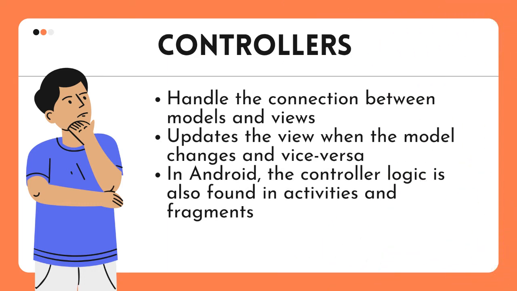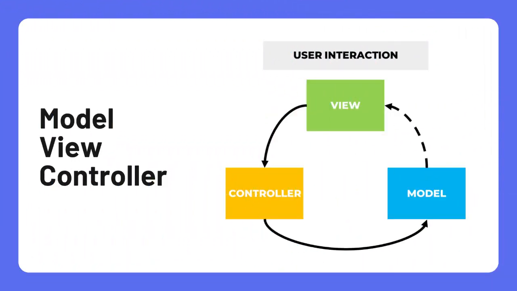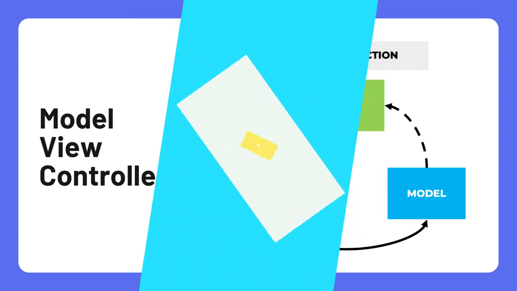What is controller? Controllers handle the connection between models and views. The controller updates the view when the model changes and also updates the model when something happens in the view. In Android, the controller logic is also found in activities and fragments. This approach is fine, right? Then why do we go to MVP?